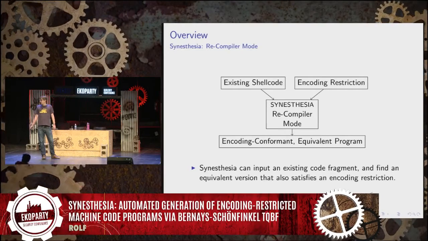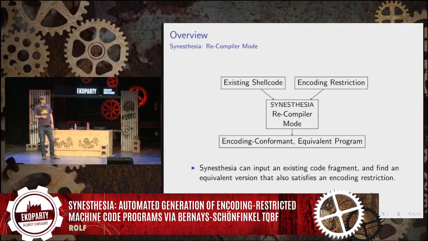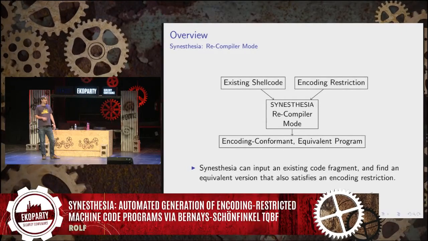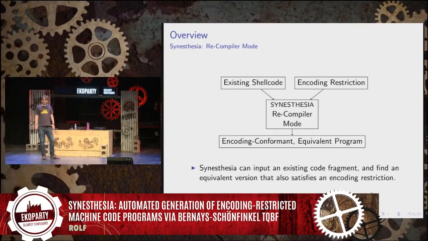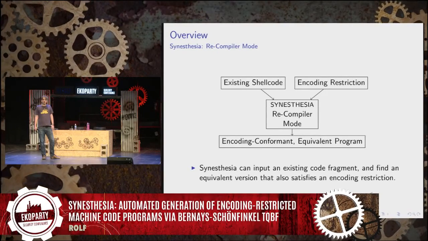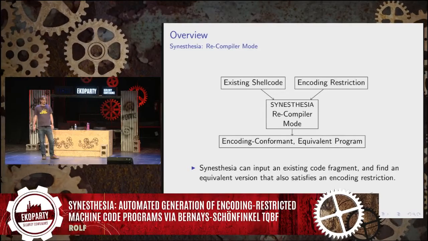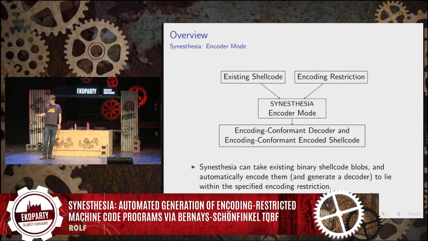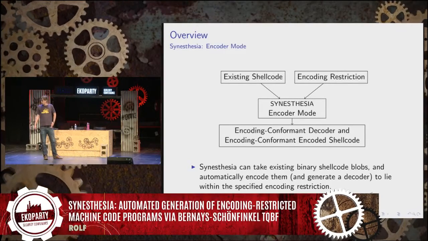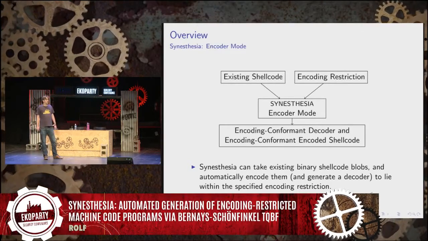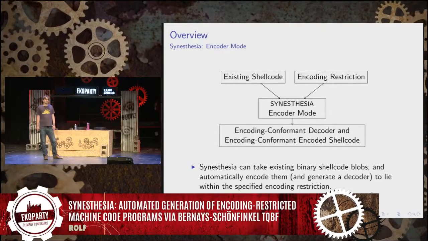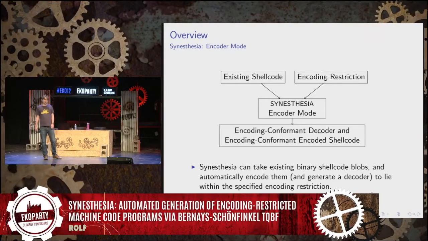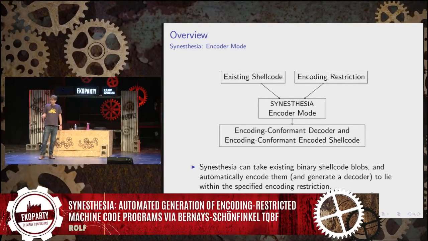Synesthesia can work in a couple of other modes as well. You can feed in an existing shellcode and an encoding restriction, and then pass it to the recompiler mode, and it will attempt to determine what your program does and automatically rewrite it in such a way where it fits within the encoding restriction. And then more experimentally, I have an encoder generator mode where you take some existing shellcode and specify the encoding restriction, and then it generates you a decoder that lies within the encoding restriction and also automatically encodes your shellcode to lie within it.